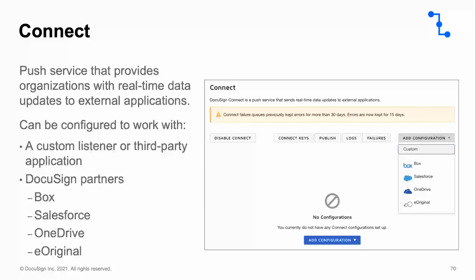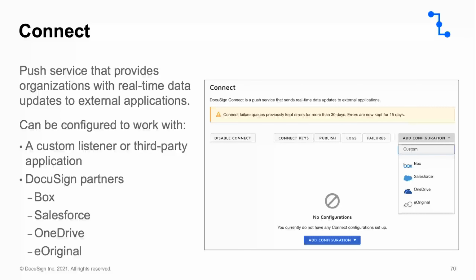Alternatively, you can use DocuSign Connect. DocuSign Connect is a push service that basically sends real-time updates about your envelopes and recipient activity to an external application of your choosing as they progress through the signing process. DocuSign Connect is fairly flexible and customizable for developers if you have one that you work with. With DocuSign Connect, you can choose to connect to a custom application or one of our partner applications. We work with Box, Salesforce, OneDrive, or eOriginal. Again, DocuSign Connect would be set up in your admin settings.